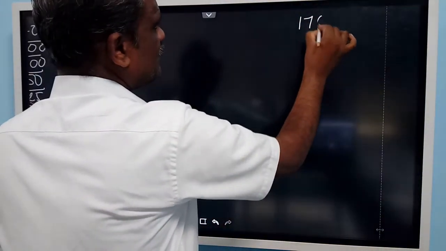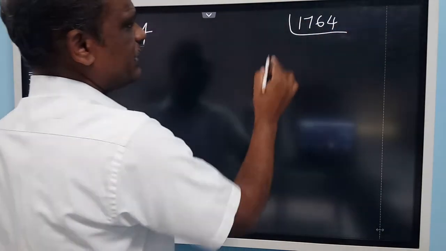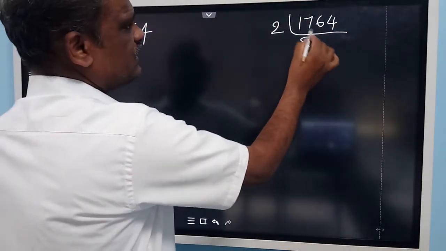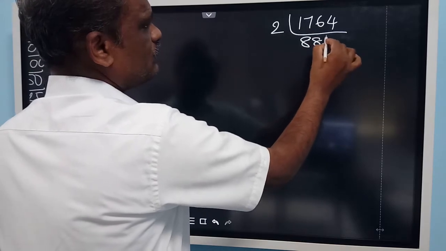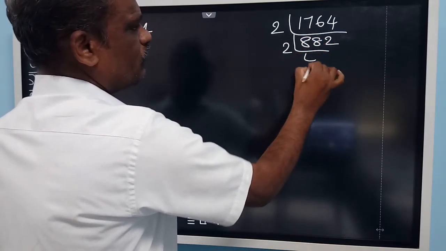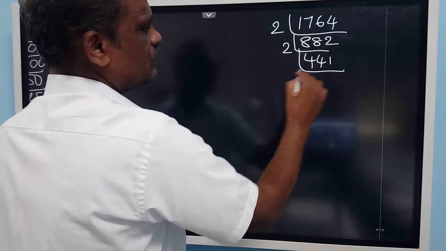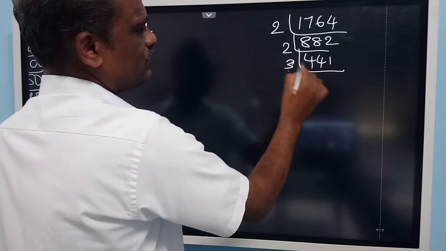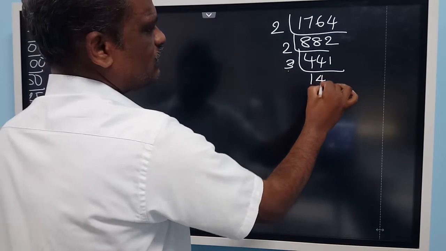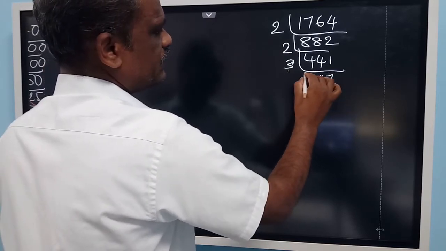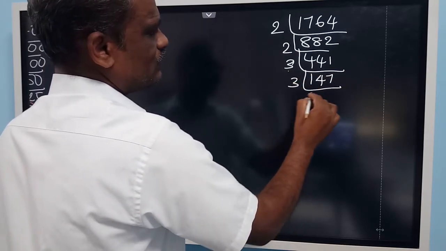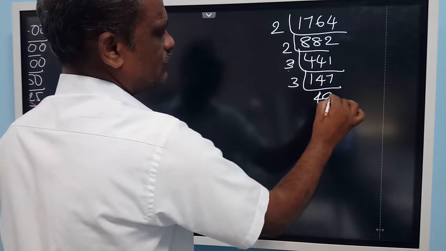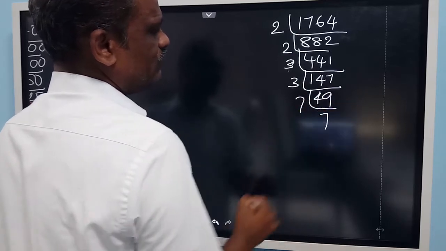Let us see. 1764, divided by 2. 2 8s are 16, 2 4s are 8, 2 2s are 4, 2 1s are 2. Again, this is divisible by 3. 3 1s are 3, 3 4s are 12, 3 7s are 21. Again by 3, 3 4s are 12, 3 9s are 27. This is 7 into 7.